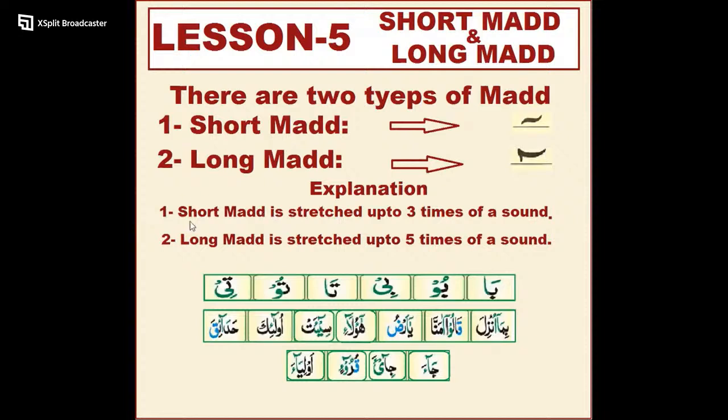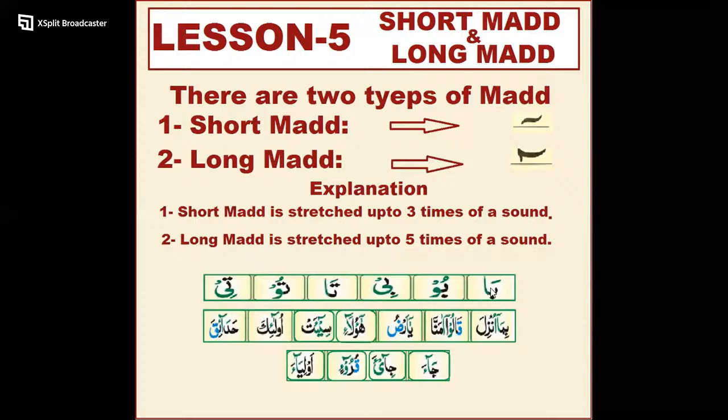Remember, number one, short mad is stretched up to 3 times of a sound. So when we see this short mad, we always stretch the letter sound 3 times. And number two, long mad is stretched up to 5 times of a sound. So when we see any long mad on top of any letter, we stretch the letter sound 5 times. And remember, these short mad or long mad signs we always see on top of the mad letters. We have learned the 3 mad letters.